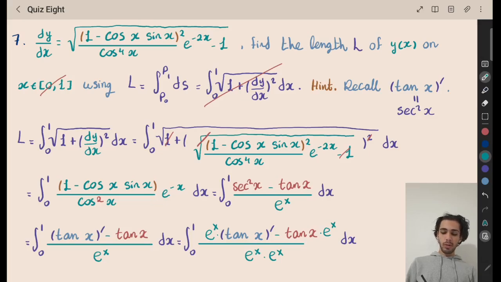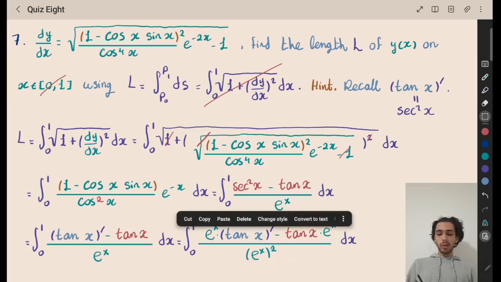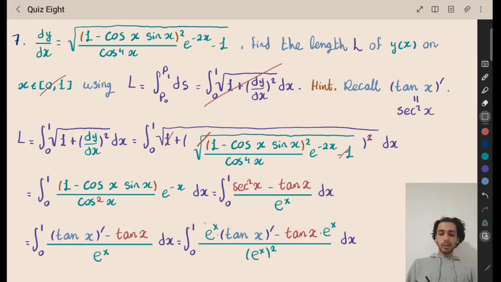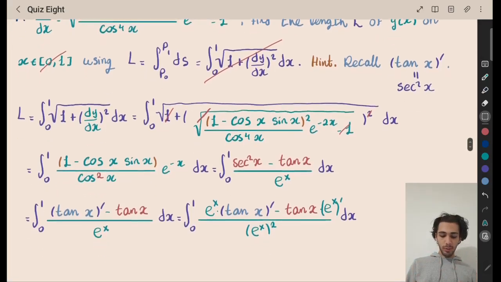Then this is nice, because in the denominator, e to the x times e to the x is e to the x squared. This reminds me a lot of the quotient rule. So you have squared here, and then e to the x is here, then the derivative of the upper term minus the upper term times the derivative of the lower term, which is e to the x. I mean, the derivative of e to the x is e to the x. So it's kind of doing it backwards.